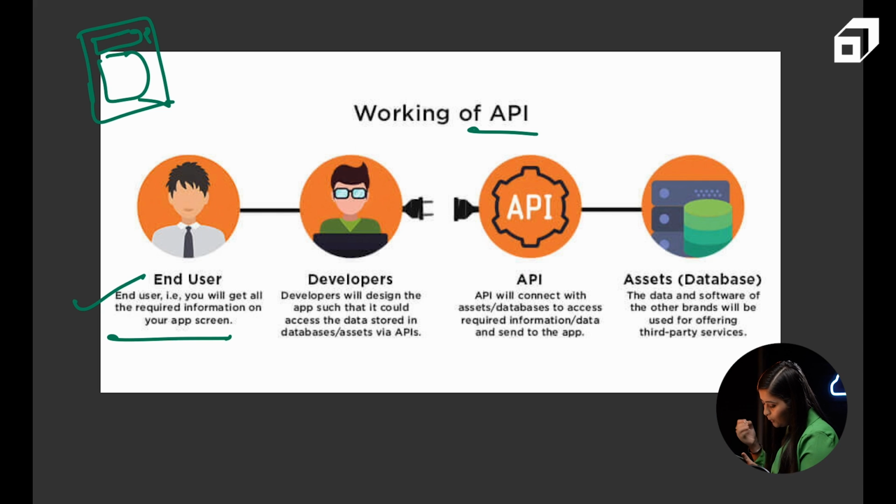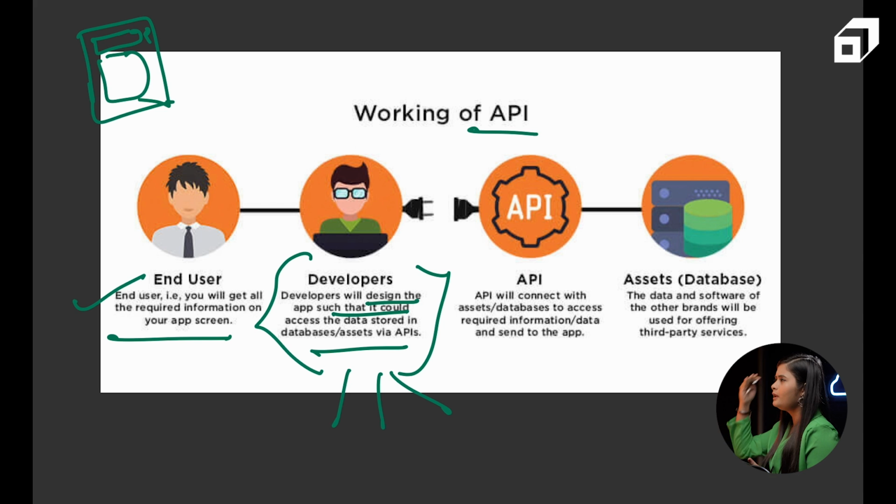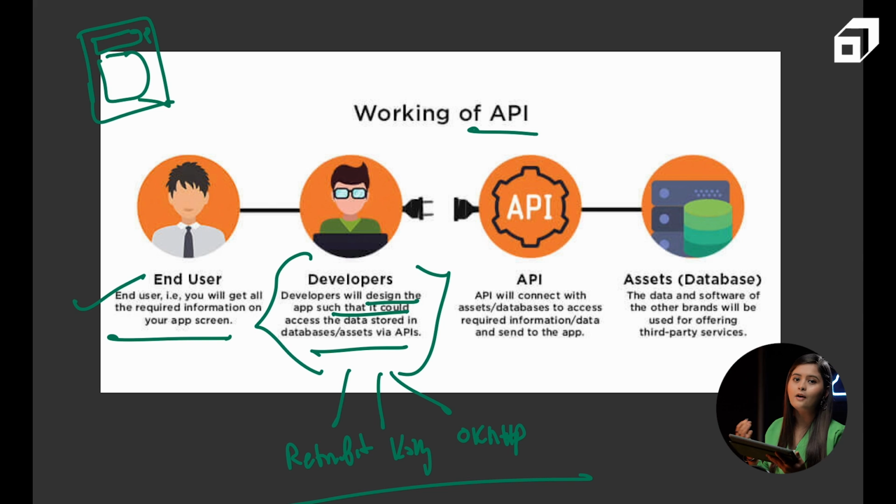As an end user, you will get all the required information on your app screen. That is what you want. But all these things are done by us, that is developers. We write code in a way that we bring APIs and the end screen both into action. As developers, we design the app in a way that it could access the data stored in the databases via APIs. And for this purpose, we have multiple third-party libraries like Retrofit, Volley, OkHttp. These are some of the third-party dependencies using which we work with APIs in our applications.